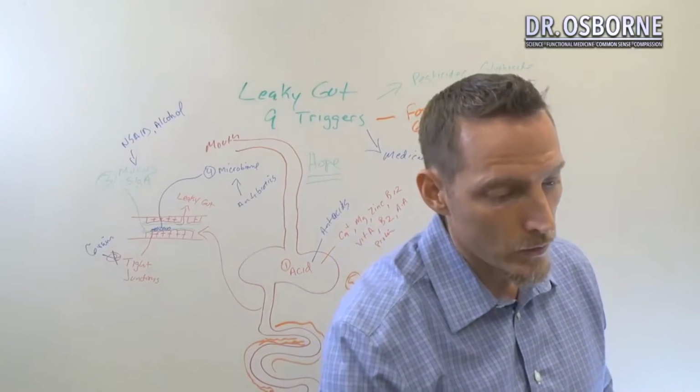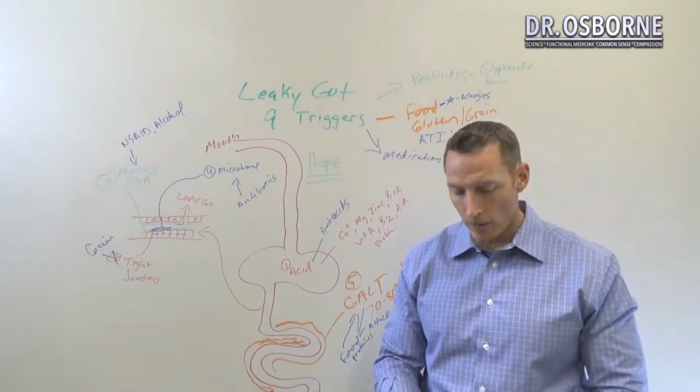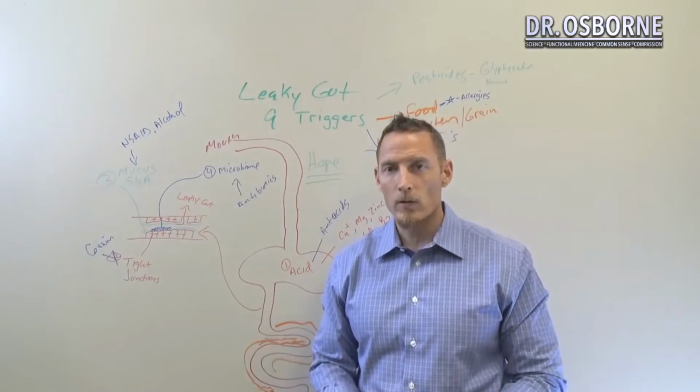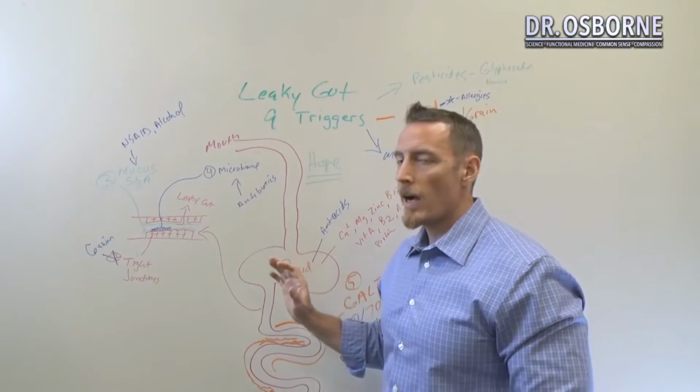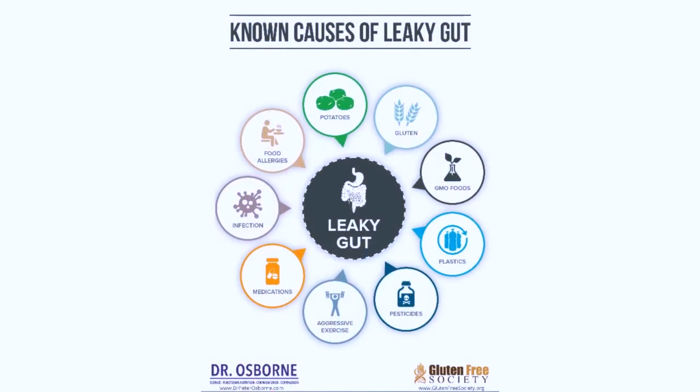The way you diagnose leaky gut, and Alan, if you could put back up again those triggers for those watching, is you start by isolating and identifying where these 9 triggers are coming from. Because these triggers are going to cause leaky gut in almost anyone who's exposed to them consistently enough over time. So there's not a great test.